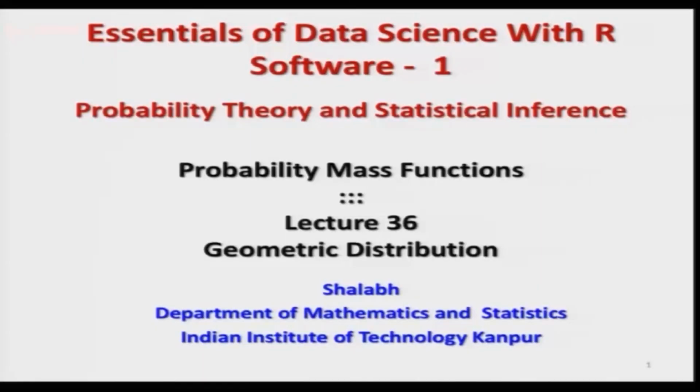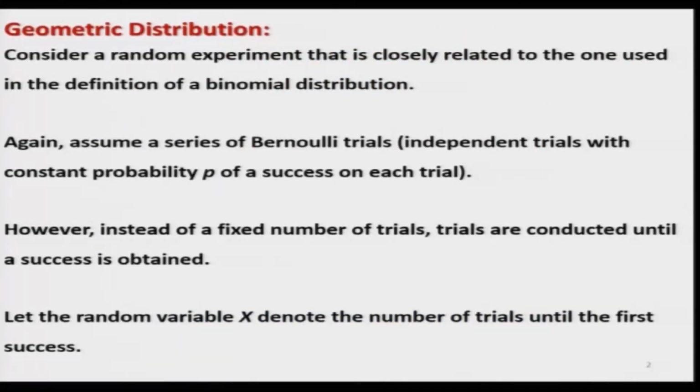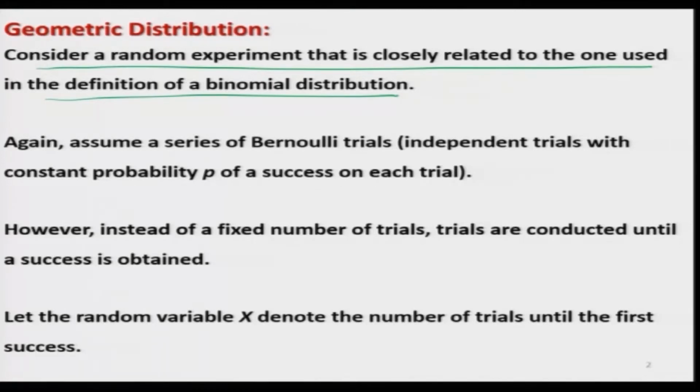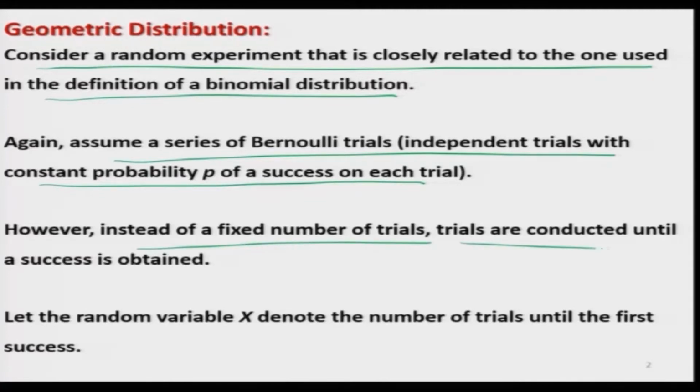So, let us begin. Consider a random experiment that is closely related to the one used in the definition of the binomial distribution. You know that you had considered Bernoulli trials. So assume a series of Bernoulli trials, that means independent trials with constant probability p of success on each trial. However, instead of a fixed number of trials, trials are conducted until a success is obtained. Now we do not know whether the success is going to be obtained in the first trial or the second trial or the third trial and so on.